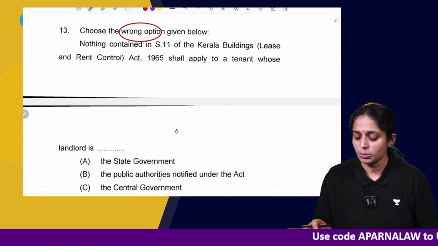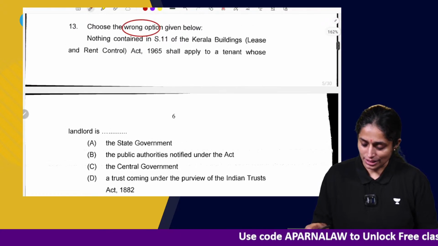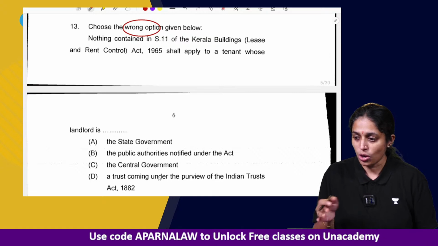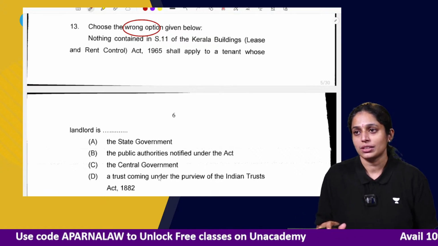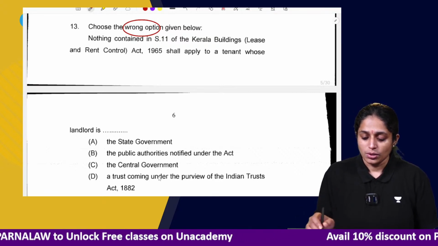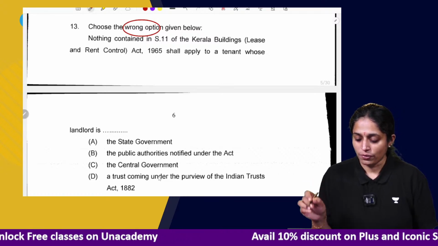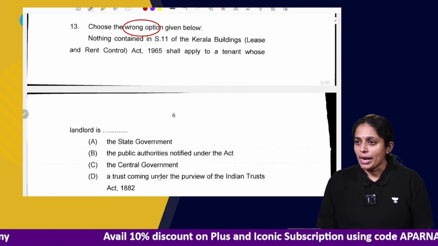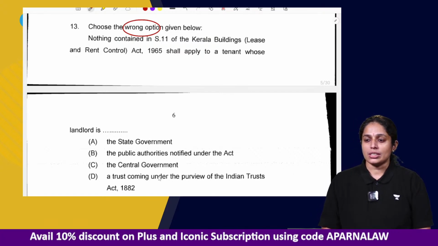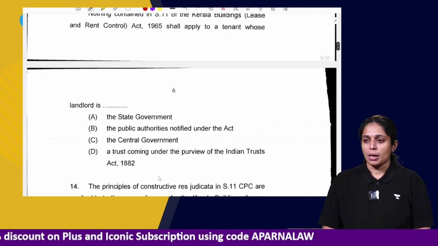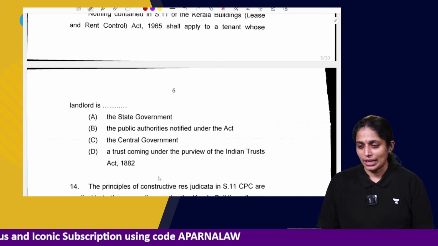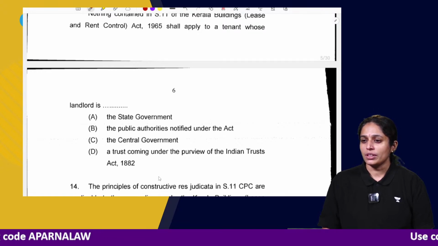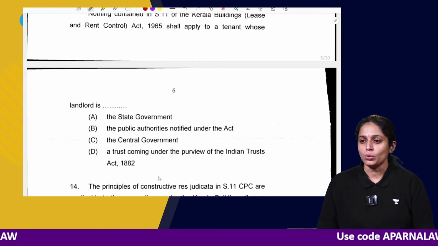See the entire question paper, we can see these type of questions only, like which is not a condition, which is not a requirement. Choose the wrong option, choose the incorrect answer. So nothing contained in section 11 of the Kerala Buildings Lease and Rent Control Act 1965 shall apply to a tenant whose landlord is A. the state government, B. the public authorities notified under the act, C. the central government, D. a trust coming under the purview of the Indian Trust Acts of 1882.